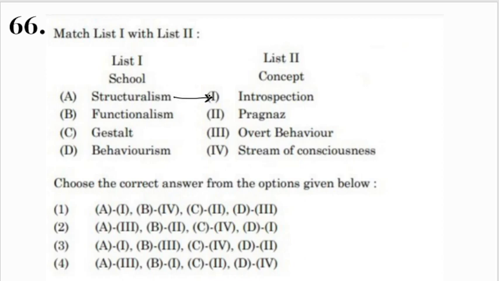Structuralism used the method of introspection. Functionalism, we just discussed William James. He used to think of self experiences as a stream of consciousness. So the functionalism school had that particular concept, stream of consciousness. Then the Gestalt school has the laws of Pragnanz. And the behaviorism school focuses more upon overt behavior. So A is for 1, B is for 4, which gives us our answer. 1 is our correct answer here.